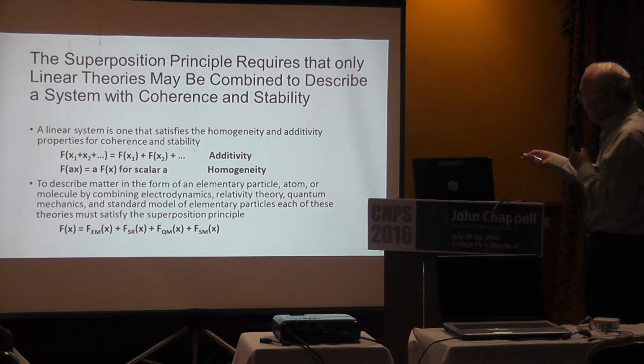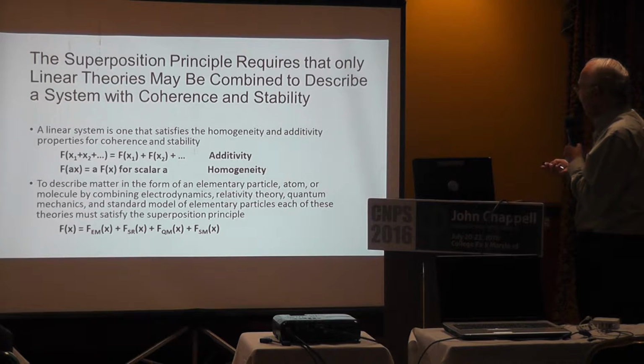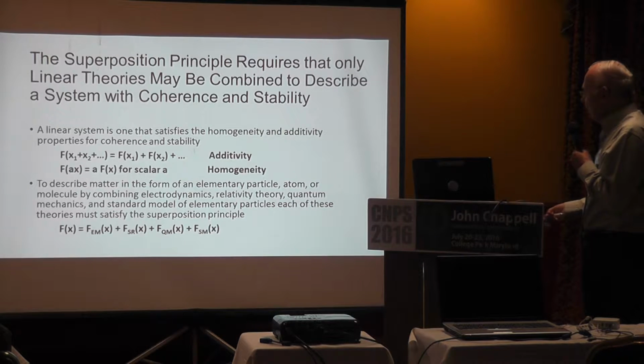Anyway, there are 2 properties a linear system must satisfy: the homogeneity and the additivity properties for coherence and stability. And I've shown them in this equation here. If you have something that's a function of multiple parameters, it must be dividable so that each one is a linear combination. Now, if we want to describe matter in the form of an elementary particle, atom, or molecule by combining electrodynamics, relativity theory, quantum mechanics, and the standard model of elementary particles, all of these theories must be linear.